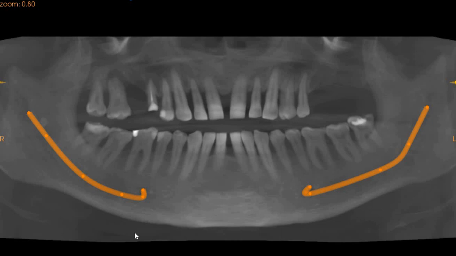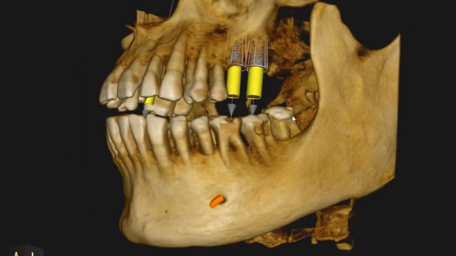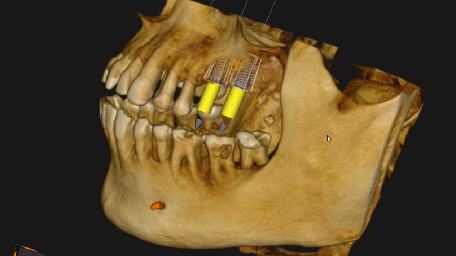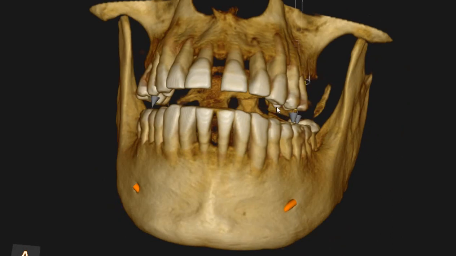Alright, so for our kind doctor, we've placed 3 Iris implants. The 3 implants, this is the upper right implant, and the upper left 2 implants are placed right here. On the 3D rendering, you can see that the upper left implants will have adequate bone support all around.